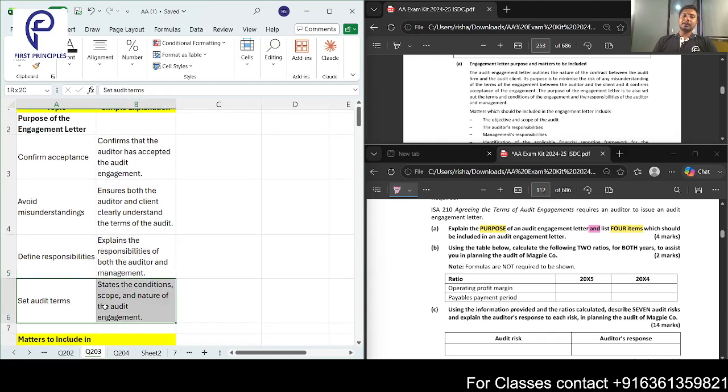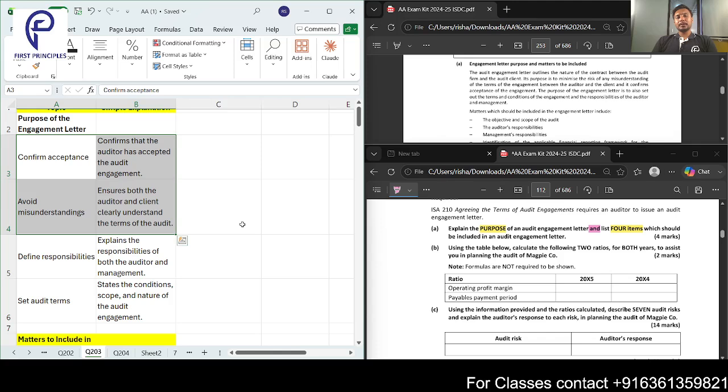And finally, it sets the audit terms. It states the conditions, scope, and nature of the audit engagement. Everything: how much money you have to pay us, how much time we will take, what conditions we have, what our expectations are, what our responsibilities are. Everything will be there. The responsibilities of both the auditor and management will be defined, and it will set the audit terms. Okay, so let's go through the first 2 points here, Nivan.